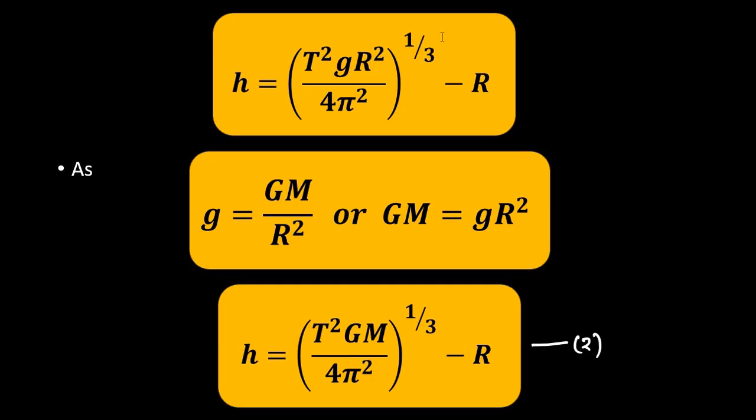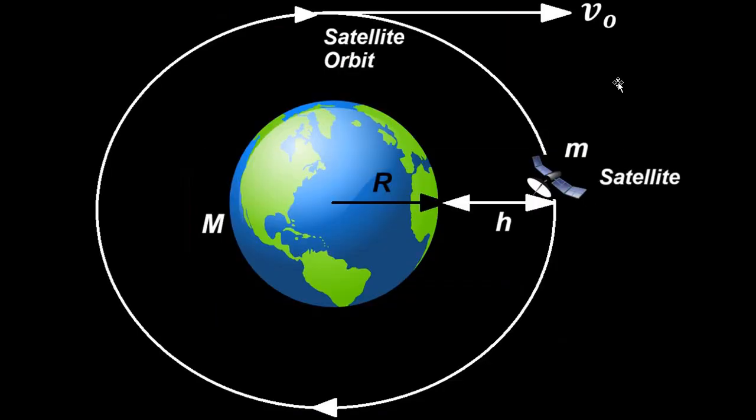So in the first one, the height of the satellite is in terms of time period, acceleration due to gravity, and radius of the earth. Here it is in terms of time period, universal gravitational constant and mass of the earth, and the radius of the earth minus R here. So depending upon what parameters are available to you, you can use any of the given mathematical expressions to determine height of the satellite. Okay, so this is related to the orbital velocity, because time period was determined using the circumference of the orbital path and the orbital velocity.